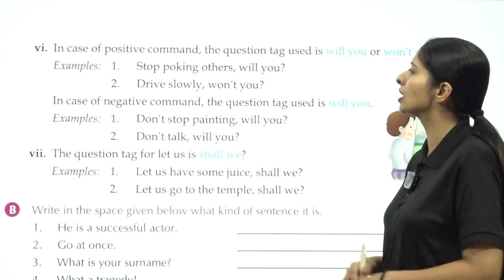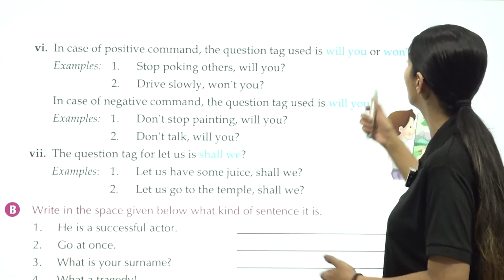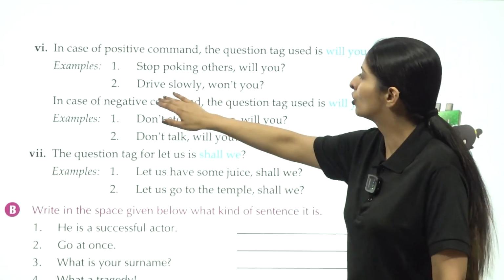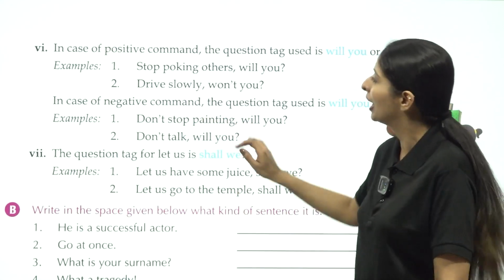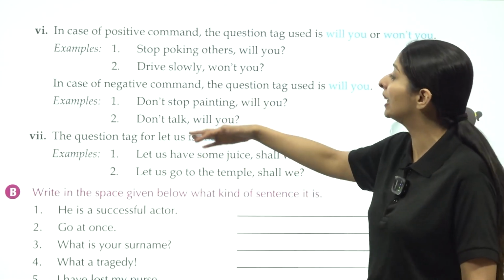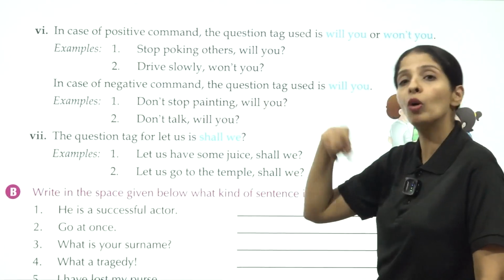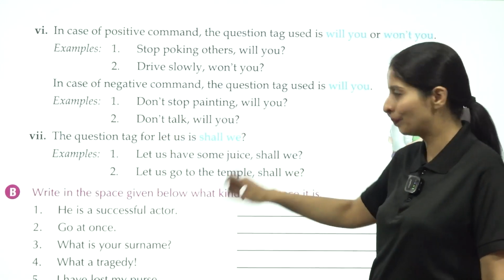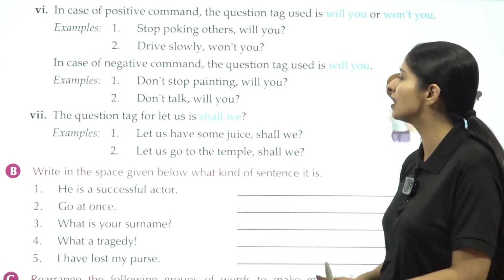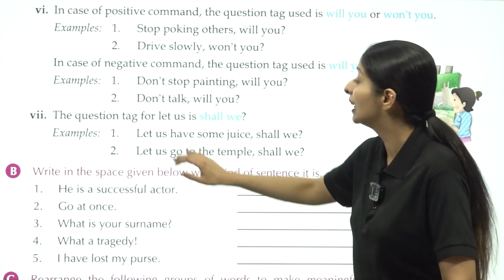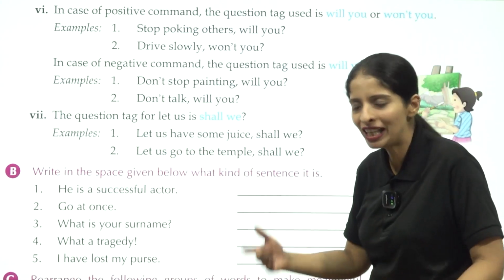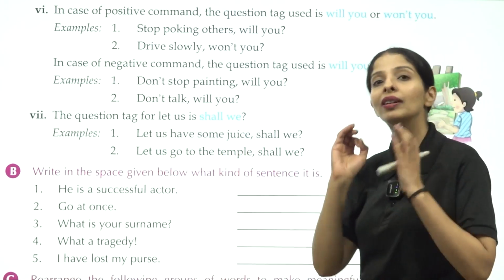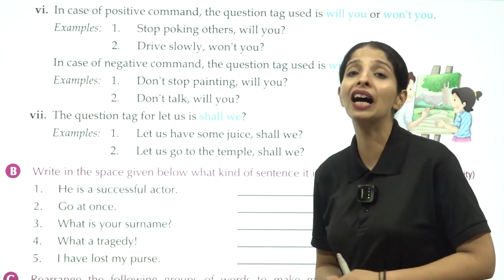Next, in case of positive command, the question tag used is will you or won't you. Like, stop poking others, will you? Drive slowly, won't you? In case of negative command, like don't play, use positive tag. Don't play, will you? The question tag for let us is shall we. Like, let us have some juice, shall we? Let us go to the market, shall we? So you have to remember all the rules of putting the question tag.